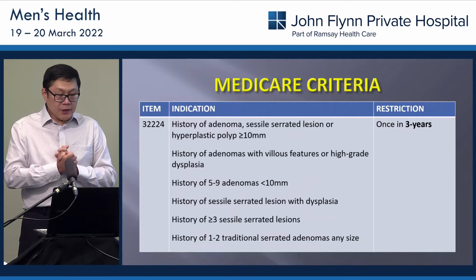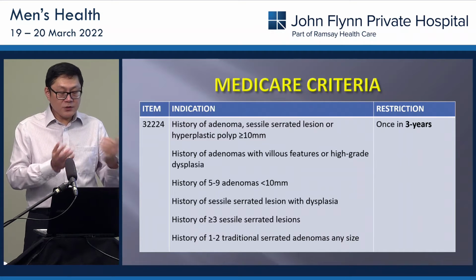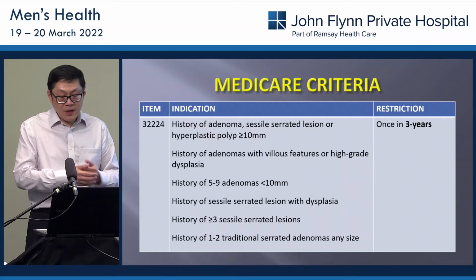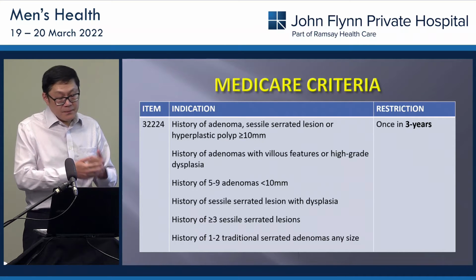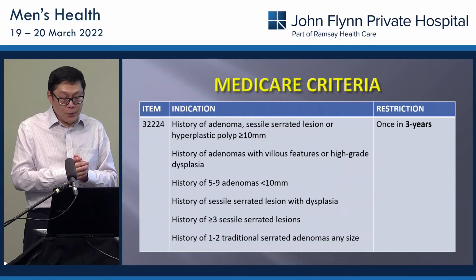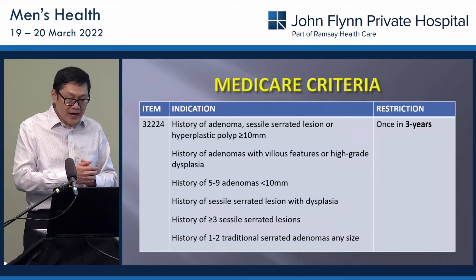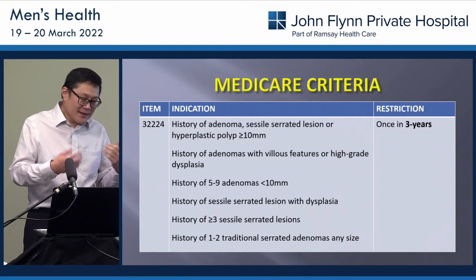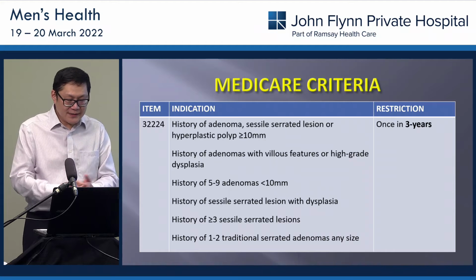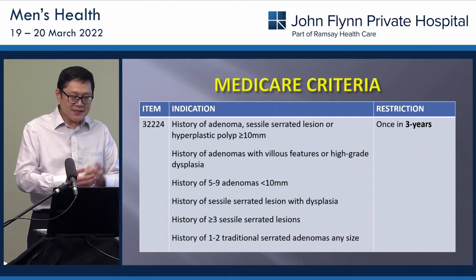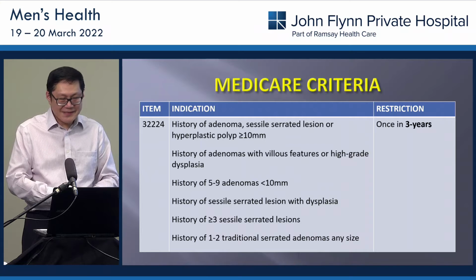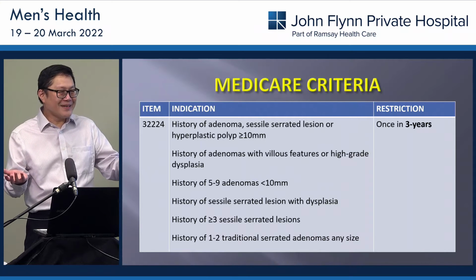And for 3-year recall, there's history of any sort of polyp more than 10 millimeters, history of an adenoma with high-risk features, history of 5 to 9 adenomas that do not have any high-risk features, history of sessile serrated lesions with dysplasia, history of more than 3 sessile serrated lesions without high-risk features, history of 1 to 2 serrated adenomas of any size. Now, so far, can any of you remember this?